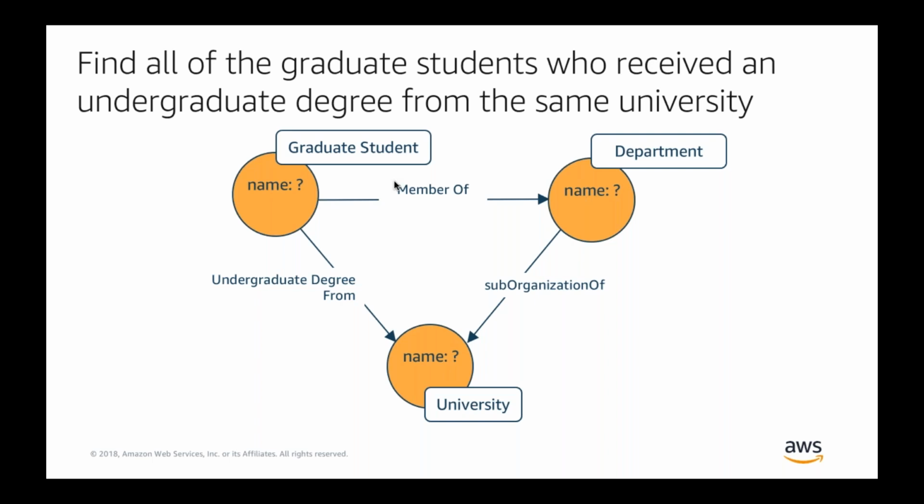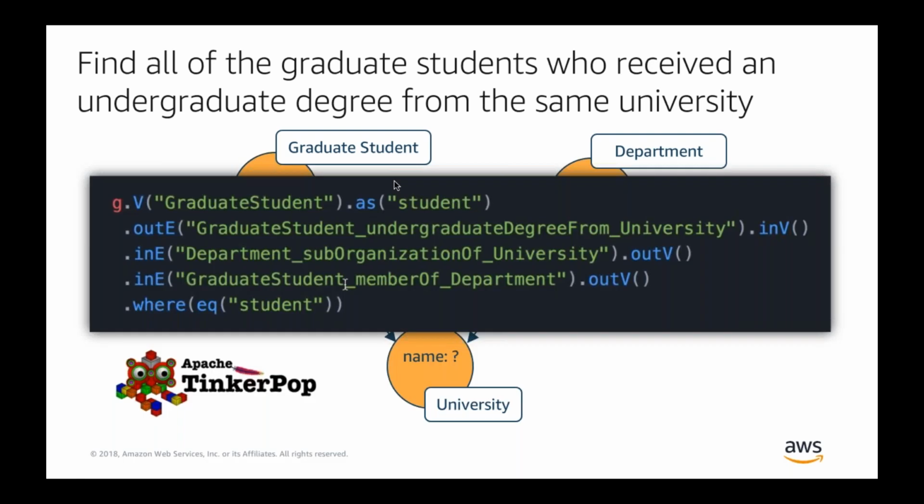So let's take a quick look at that and see how it looks in Gremlin. This is the Gremlin traversal from Apache TinkerPop that would answer this question. First we'd start off with graduate students, we'd traverse out to universities, and we'd find the departments in those universities, we'd find the graduate students, and then we'd go back and take the intersection.